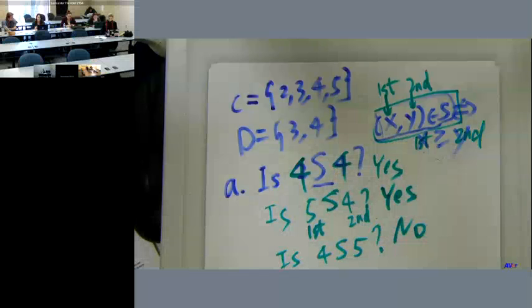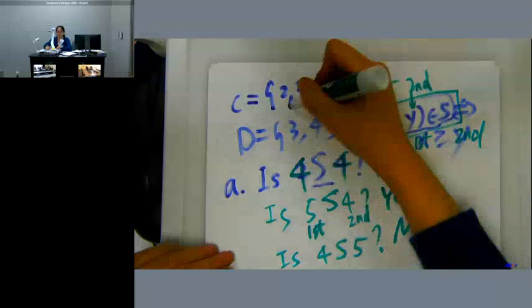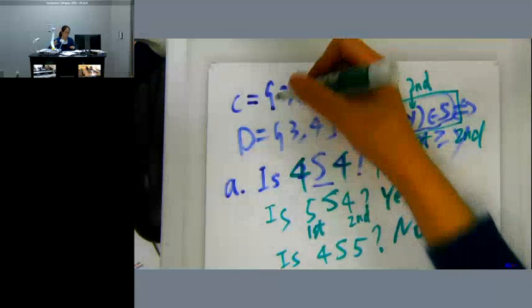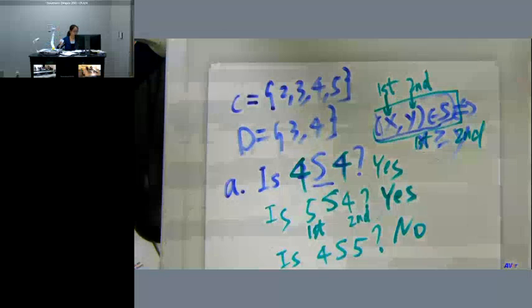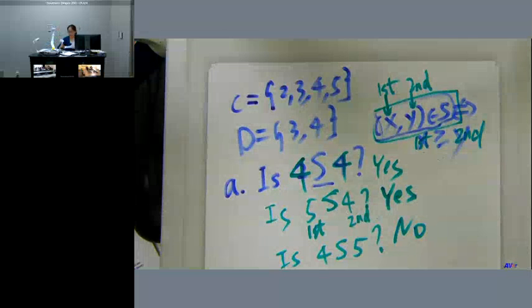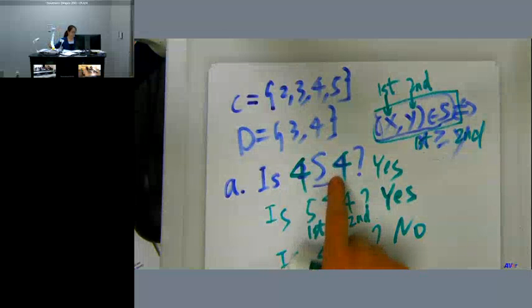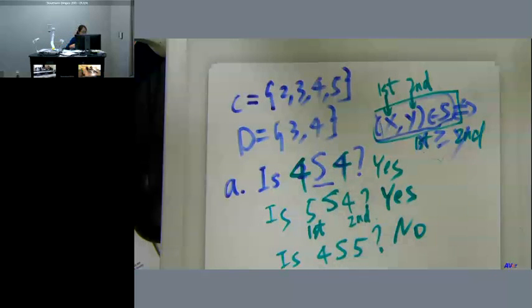Okay, so you will have to check every single one. For question A, you only need to check the ones they ask you. So they ask you, is 2 related to 4? That's all you have to do. And then for part A, there's another one: is 4 related to 3? And is 4 related to 4? Is 3 related to 2? So they ask you 4 questions. You answer each one. But for part B, you have to check every single one.